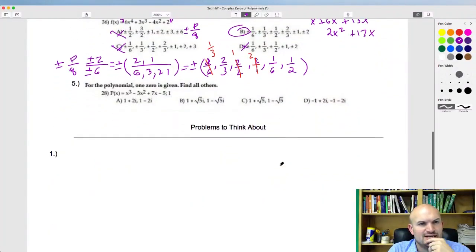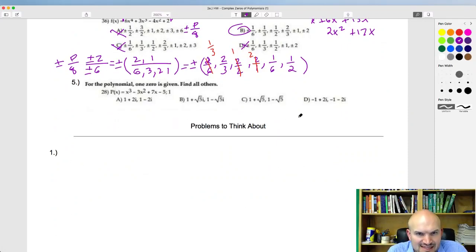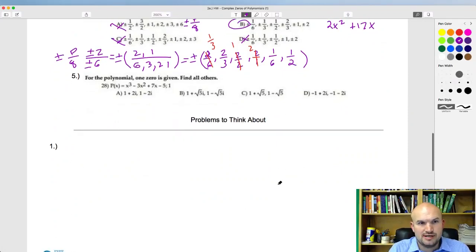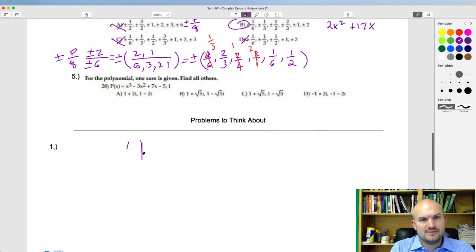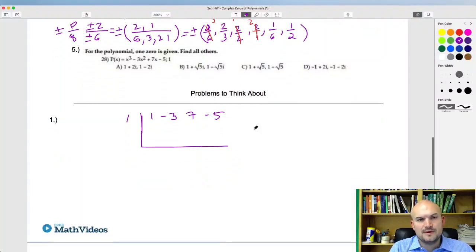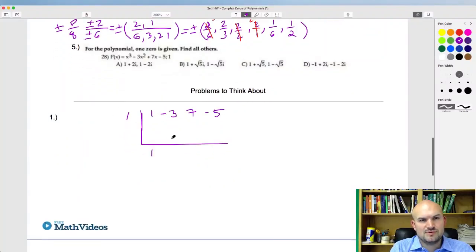All right, last one is for the polynomial, 1 is a zero, given, find the others. So if we're given the zero, which is 1, we can just go ahead and set up synthetic division. So we'll have 1, -3, 7, -5, right? So bring down the 1. 1 times 1 is 1. -3 plus 1 is -2. -2 times 1 is -2. 7 plus -2 is 5. 5 times 1 is 5, and 0.